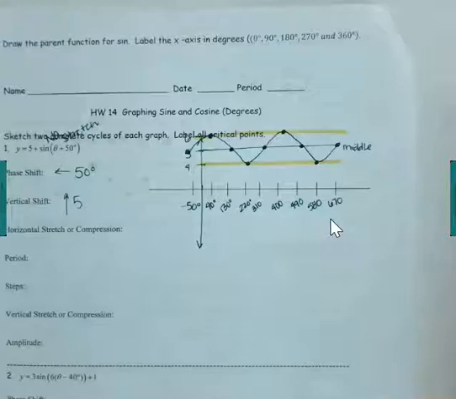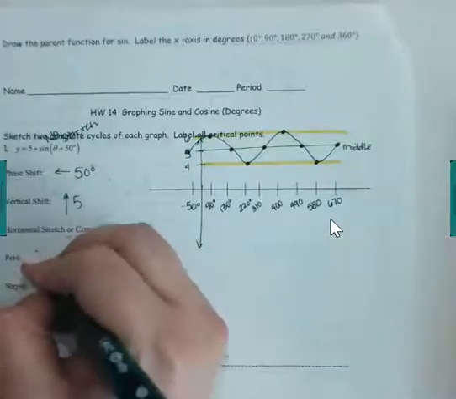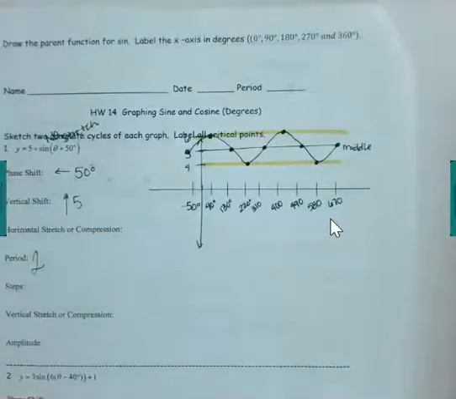So remember, sine starts in the middle. Cosine starts high. Other than that, you're just following the same pattern over and over again. What is the period if I went up 1 and I went down 1? What's the total period? 2. Make sense?